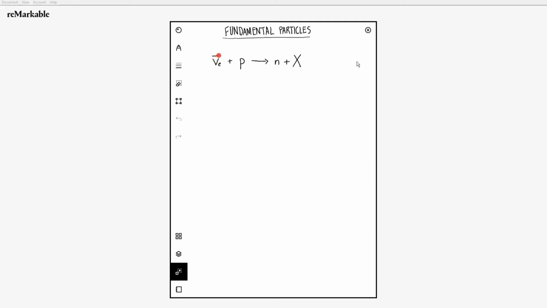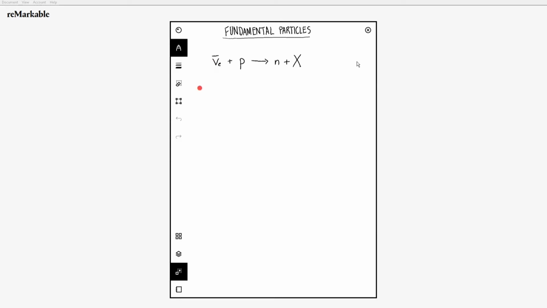So here we've got a reaction where we have our anti-electron neutrino. It's anti because it's got the bar over the top, plus a proton goes to a neutron and some other particle that we don't know anything about. So we want to find out what that particle is exactly. There's a few things we can do to go about finding that.